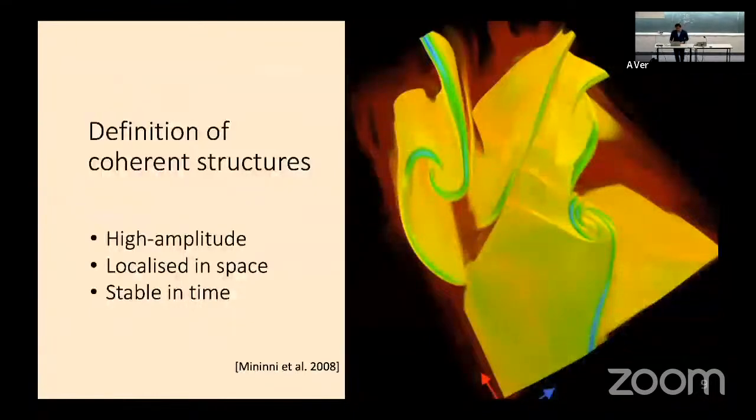Now I would like to give the definition of coherent structures. What is a coherent structure? A coherent structure is a high amplitude, concentrated event, localized in space and stable in time, so that it maintains its coherency until it interacts with another coherent structure, or it is dissipated, meaning it becomes so small that it is dissipated.